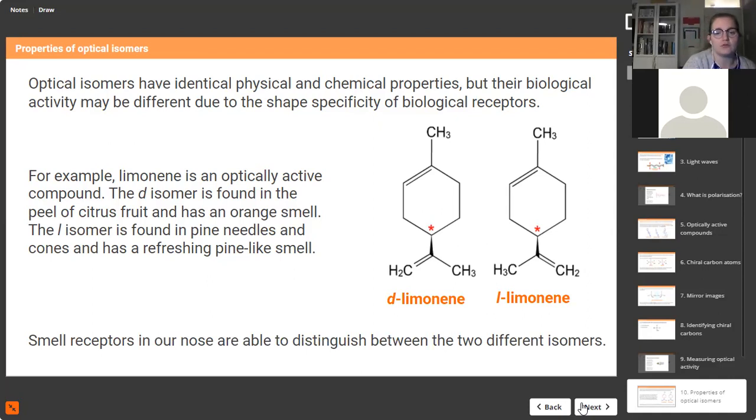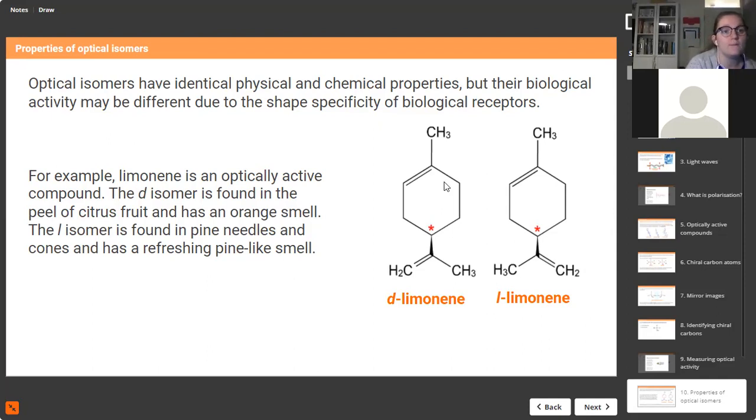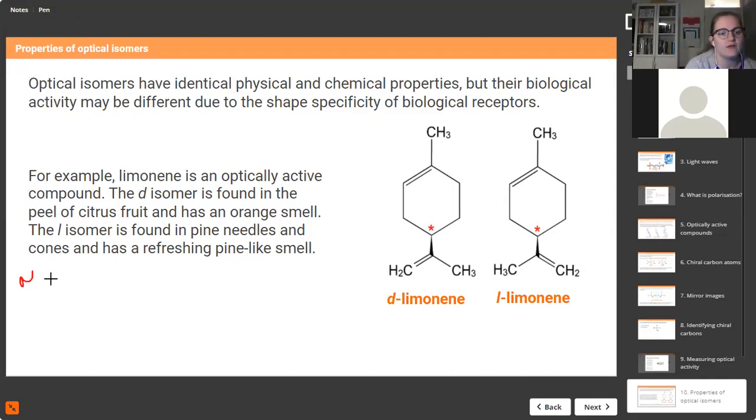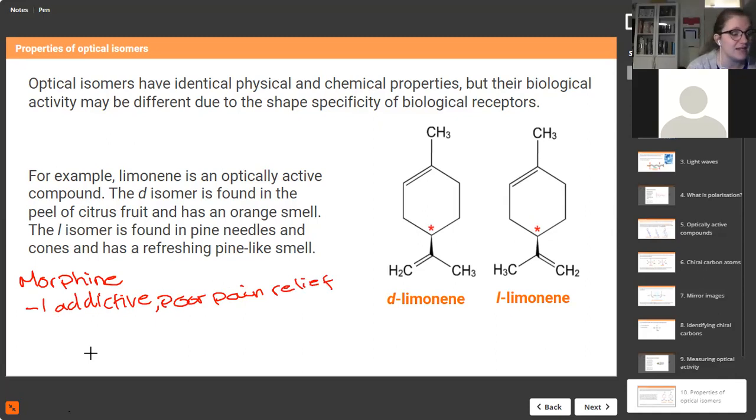Another example, I'm just going to add onto here, let me go back a bit so I've got more space, would be morphine. So morphine is obviously a drug we give to people as a painkiller. One of the isomers is highly addictive, but has poor pain relief. Whereas the other isomer is the opposite: it's less addictive, but has better pain relief.